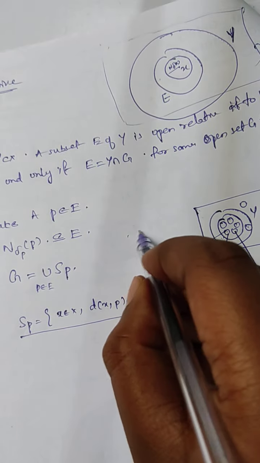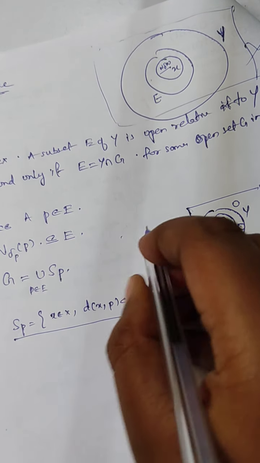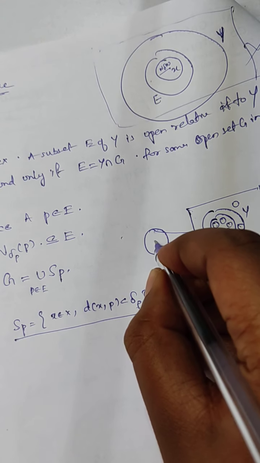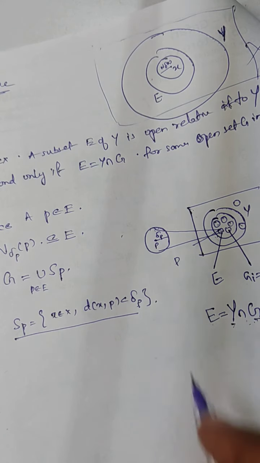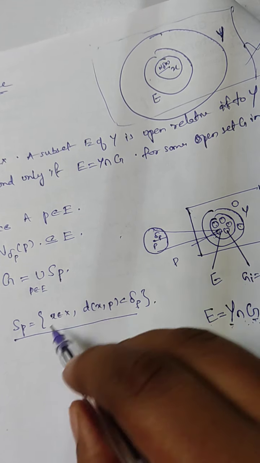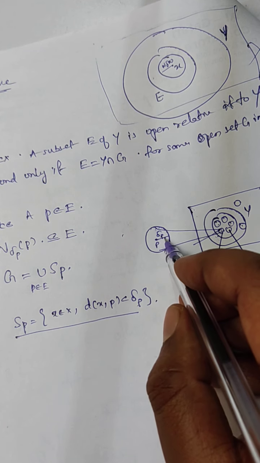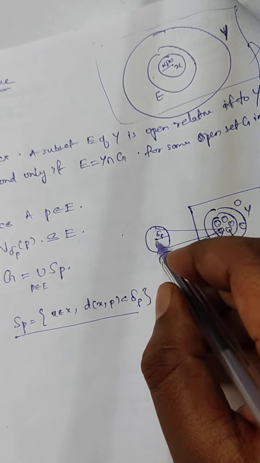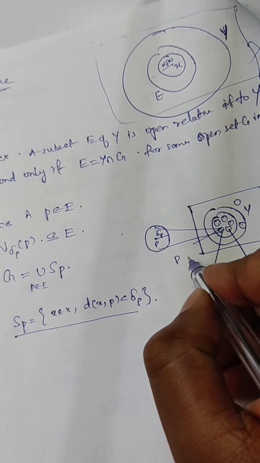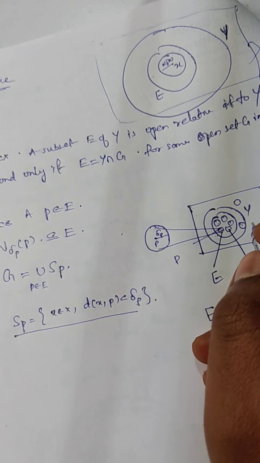Let me draw it over here, zooming this in. We have P with radius delta_P. So we are saying that S_P is the set of points at distance from x to P less than delta_P. Previously we considered a point x to P.